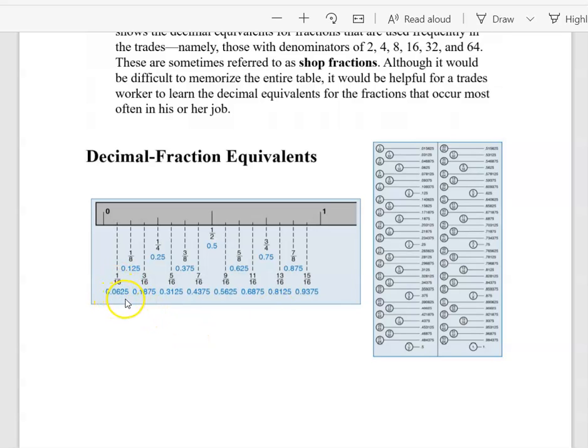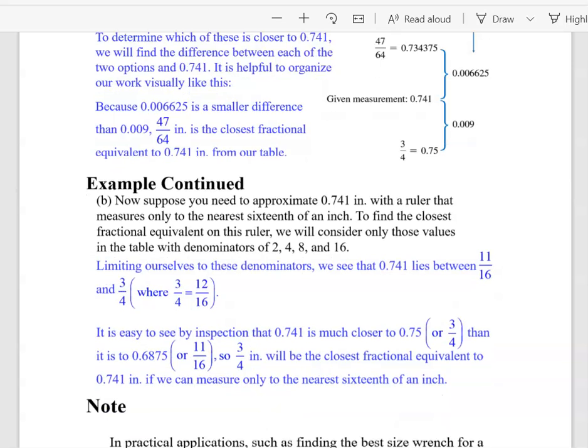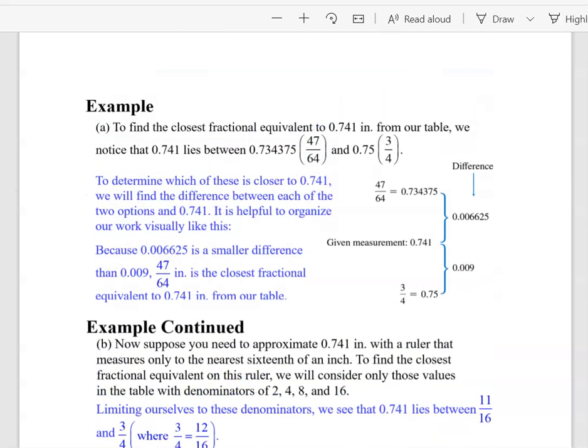1/16 is 0.0625, 1/8 is 0.125. Now, like they were saying, it would be impossible for you to learn all of them, but if it's something that you use a lot, it would be good to know the decimal equivalent to that fraction. To find the closest fractional equivalent to 0.741 or 741 thousandths inches from our table, we notice that 741 thousandths lies between 47/64 and 3/4.